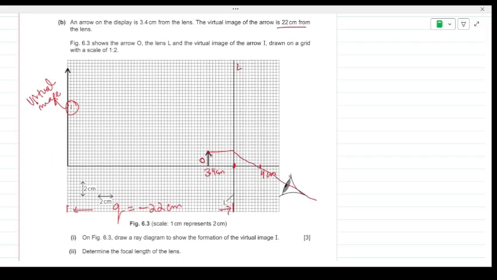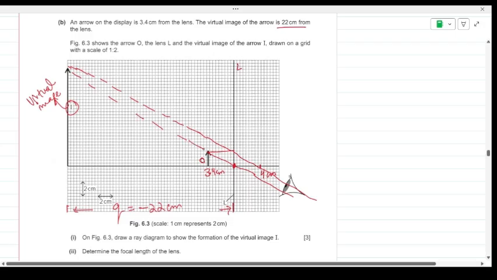The other ray passes through the optical center and goes straight through. Since the lines do not converge at one point, we draw back rays in order to get the virtual image. We can draw with the help of a scale as well. So you get the image of this size at this point, and this is approximately minus 22 centimeter.